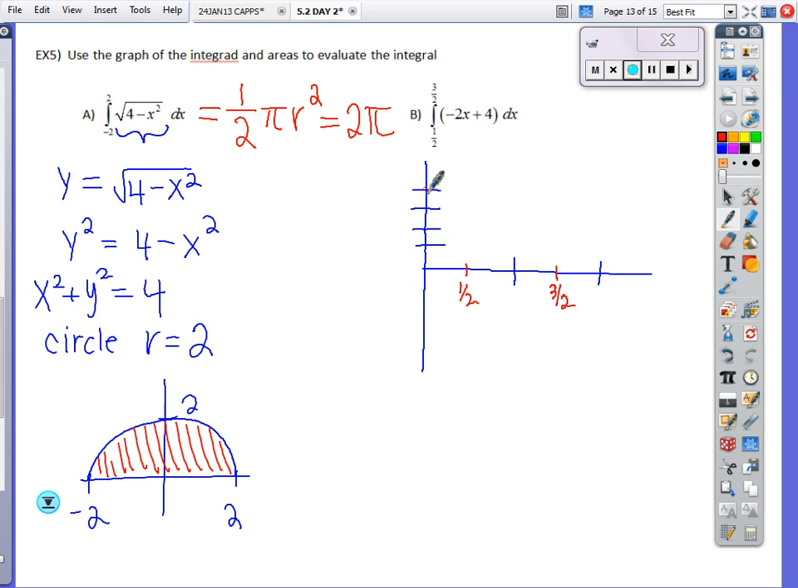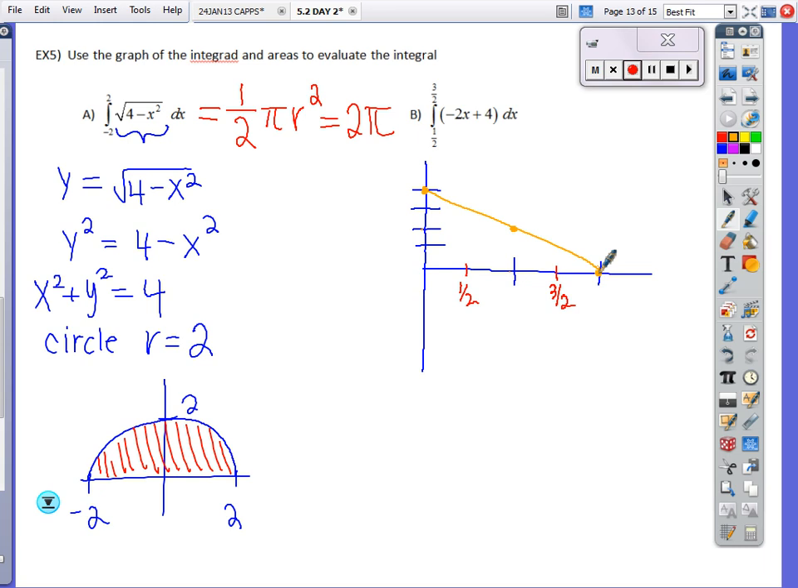So I'm starting out at 4. Slope of negative 2 means down 2, to the right 1. So pass 1/2 and go all the way over to 1. Down 2. Pass the half mark and go all the way to 1. So there is my line.